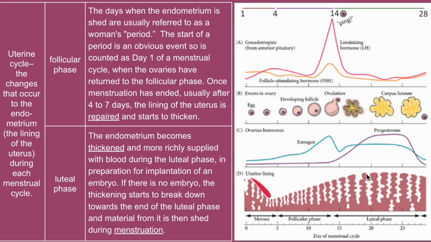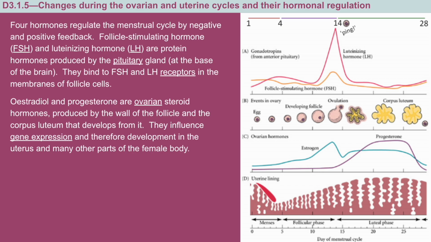It stays thickened during the luteal phase to prepare for any potential fertilized egg to be implanted, because remember, ovulation happened right in the middle at day 14, and so for these next few days, the endometrium is ready for the implantation of a fertilized egg. If that doesn't occur, it breaks down and is shed during menstruation, and on and on we go. Now let's talk about the 4 hormones that drive these events in the ovary and in the uterus.